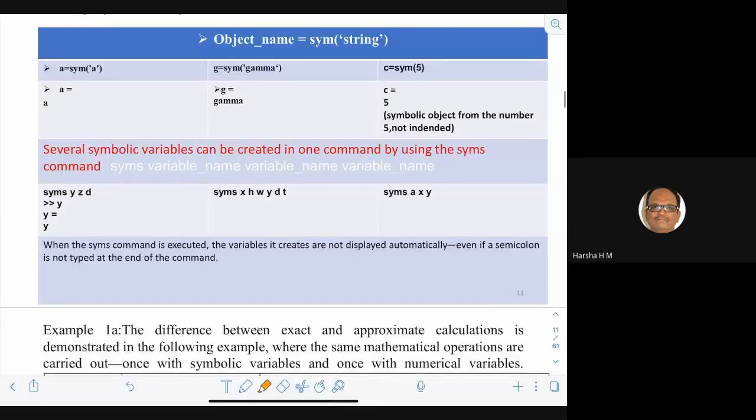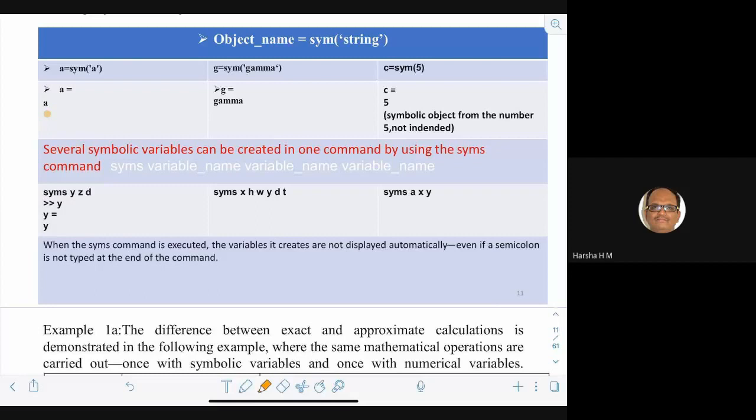Those who have facility on MATLAB can just type this command. Put the command here, a is equal to sym of a. And remember, this is in quotes. When you enter this in the MATLAB command window, you will get the display here: a is equal to a.